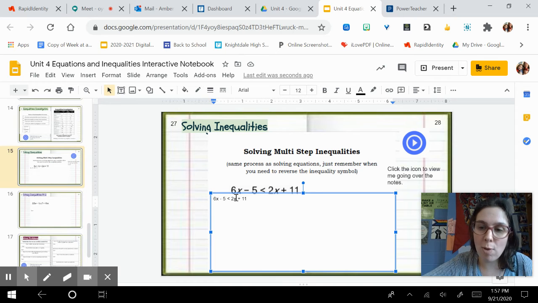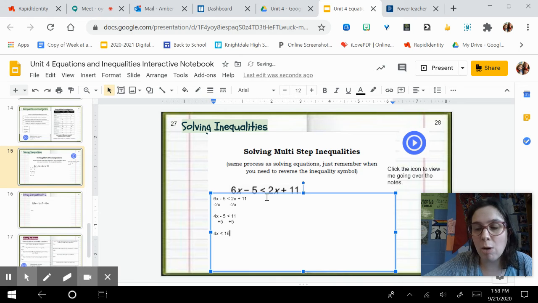I'm going to move the 2x because it is smaller than the 6x. So I'm going to subtract 2x on both sides. Remember, it is the inverse of adding 2x. 6x minus 2x is 4x. Minus 5 is less than 11. Remember, 2x minus 2x is 0. It's canceled out. Now I can move the negative 5 because 11 is by itself, so I need another constant to be added to it. So what's the opposite of negative 5? Plus 5. So 4x, bring it down. Negative 5 plus 5 cancels out. And then 11 plus 5 is 16.